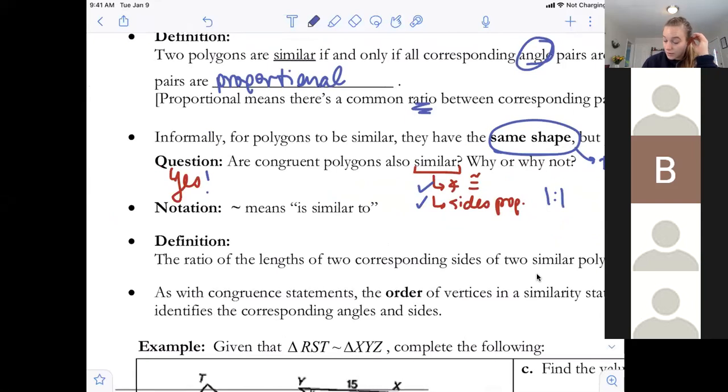So all my angles are congruent and the sides are proportional. That's why I said yes. One other thing, some notation before we get too crazy with this lesson, is that little tilde, that little squiggle, means similar to. So it's like I took my congruent sign and I just erased the equals underneath it. Just the tilde.